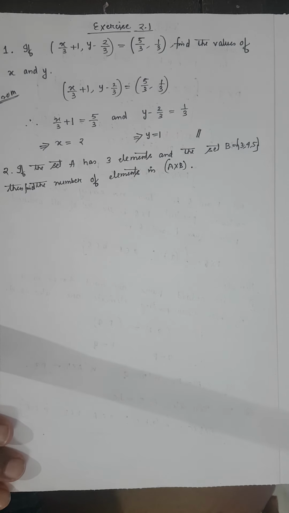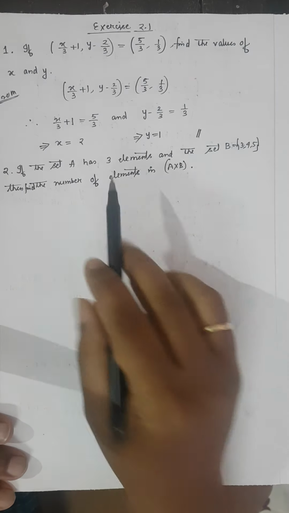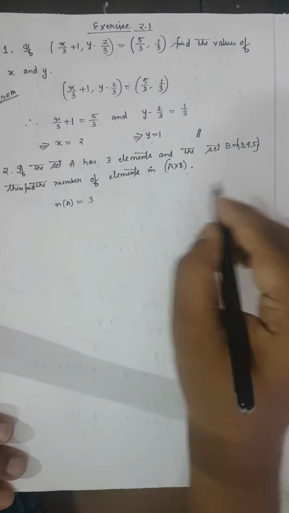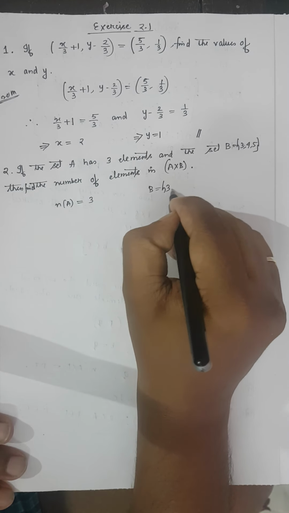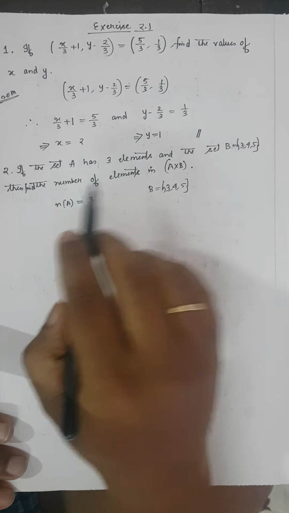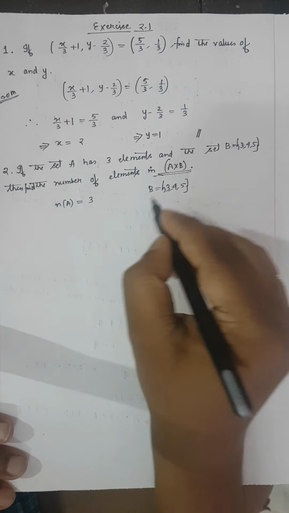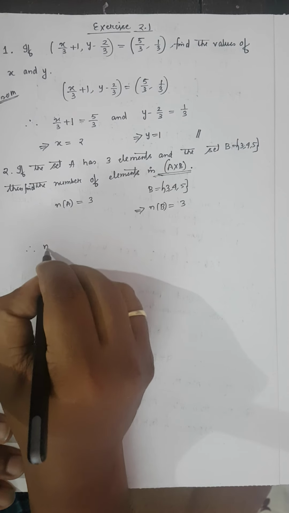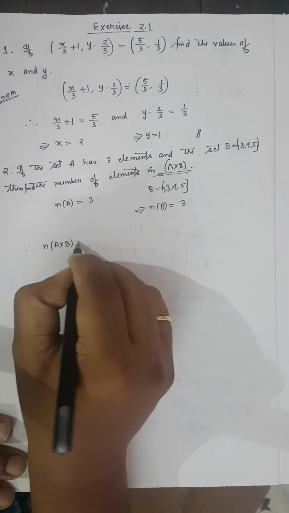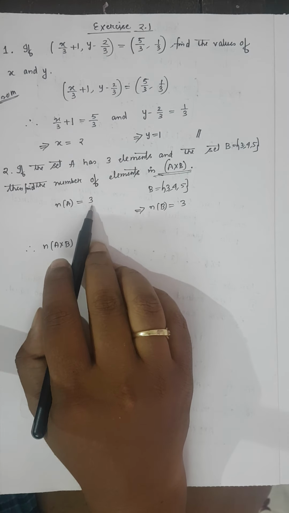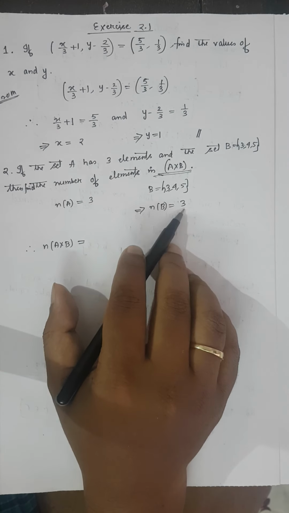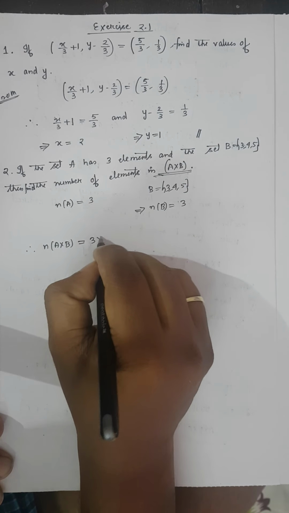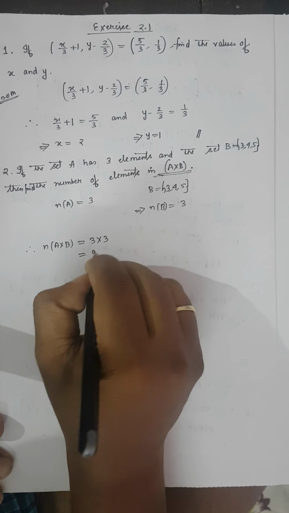The second question is, if the set A has 3 elements, that is n of A is 3, and set B is equal to {3, 4, 5}, then find the number of elements of A cross B. So we need to find n of B, which is equal to 3. Therefore, we know if set A has 3 elements and set B has 3 elements, then the Cartesian product A cross B will have 3 into 3 elements. So n of A cross B will be equal to 3 into 3, that is 9 elements.